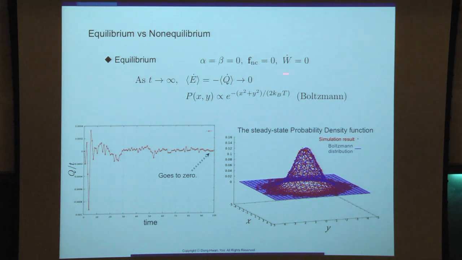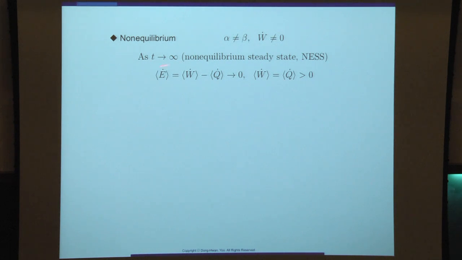And equilibrium is possible when there's no non-conservative force. In that case, there's no work production. And as time goes to infinity, the system reaches equilibrium. In that case, there's no entropy change because the system reaches the steady state, and there's no heat production in the steady state. And also, we expect that the distribution becomes Boltzmann. This is the MD simulation result. Heat production rate goes to a zero value, and the simulated result for the distribution and the Boltzmann distribution agree with each other.